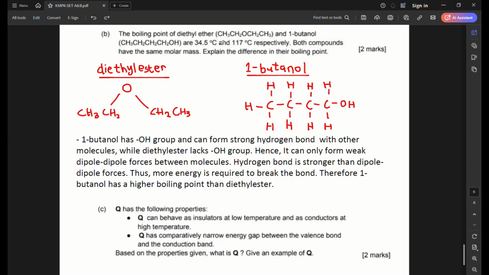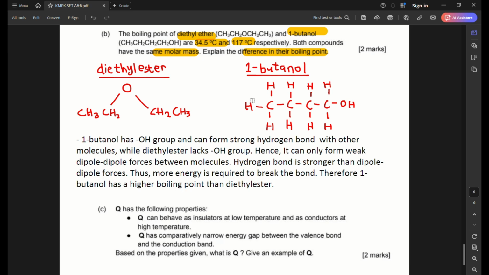So moving on to the next question, the boiling points of diethyl ether and 1-butanol are 34.5 degrees and 117 degrees respectively. Both compounds have the same molar mass. Explain the difference in the boiling point. As you can see here, 1-butanol has a way higher boiling point than diethyl ether.